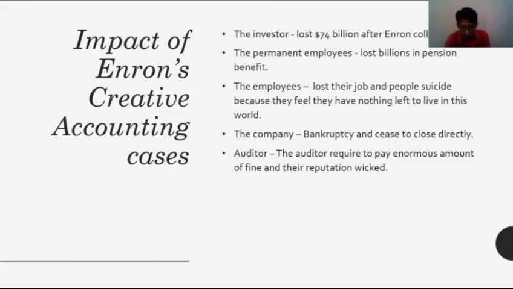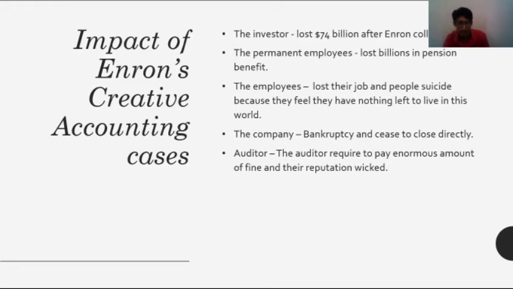And then what happened to the Enron case? The investors lost 74 billion after Enron collapsed. And then the permanent employees lost billions in pension benefits. It is because the employees themselves had invested their pension funds into the company, because they thought there would be an opportunity to multiply their money in the future, but in fact it did not. And Enron went bankrupt.